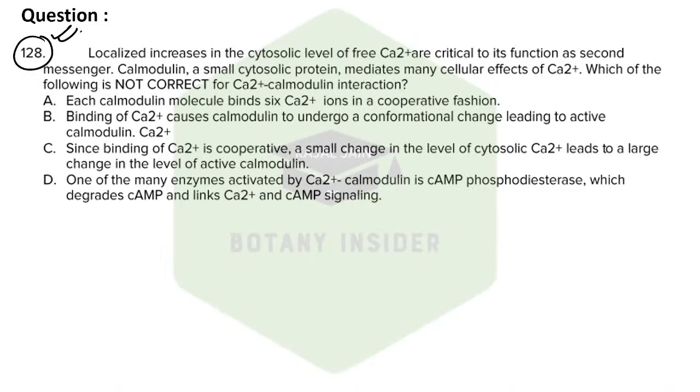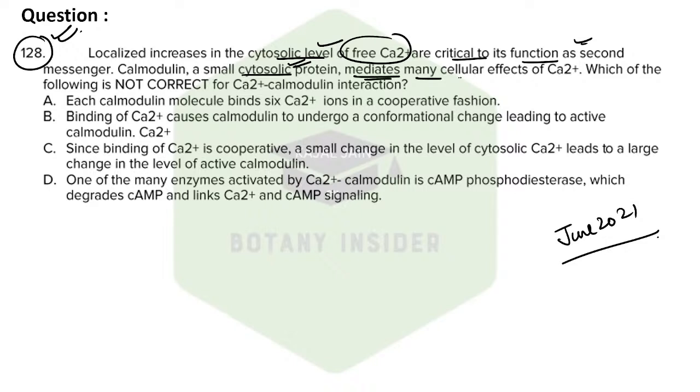Get through this particular question, everyone. It's a very important question. This one is June 2021. Easy question. Localized increases in the cytosolic level of free calcium are critical to the function of calcium as a secondary messenger. Calmodulin, a small cytosolic protein, mediates many cellular effects of Ca2+. We need to find out which of the following is not correct. If you had paid attention to the entire class, you will not get it wrong. Take your time, mark the answer, everyone.